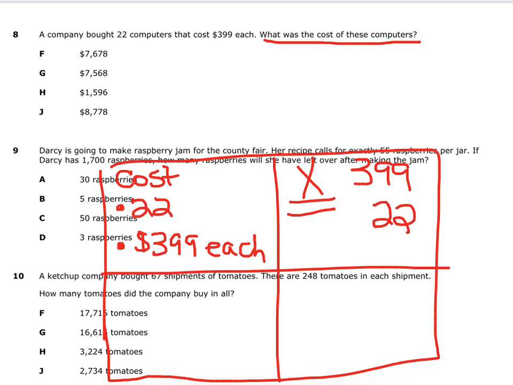So down here in your box, you would work out 399 times 22. So I'm going to come up here.